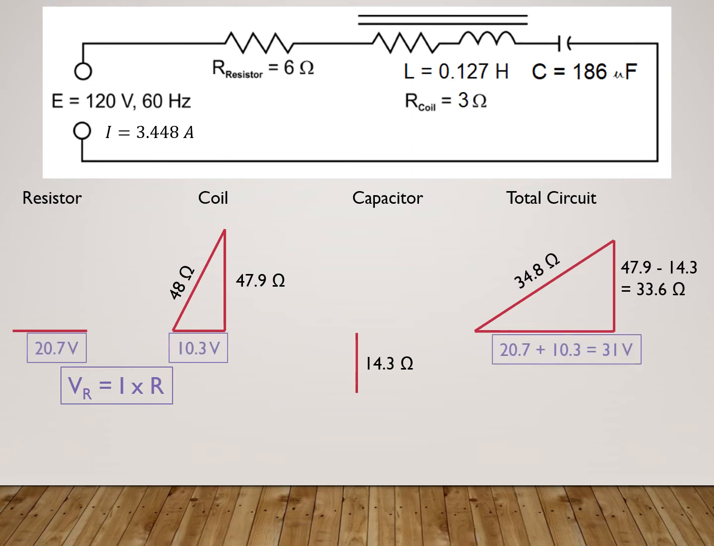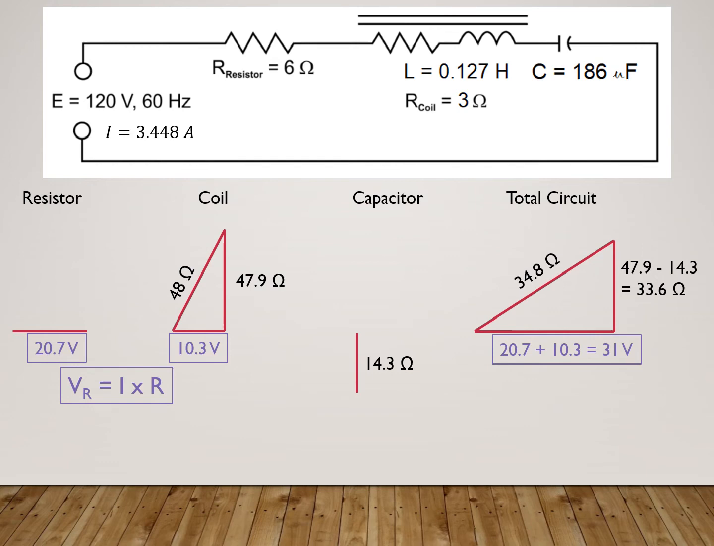When I do all my resistances, my VR equals I times R. I can do that for my resistor to get 20.7 volts. I can do that for the resistance portion of my coil to get 10.3 volts. Remember, I can't really measure that directly, but it's good to be able to calculate it because I can use that to prove values later. And then for my total circuit, I can either use the R value there, or I can also just add up these two to get a total value of 31 volts for my resistive portion.